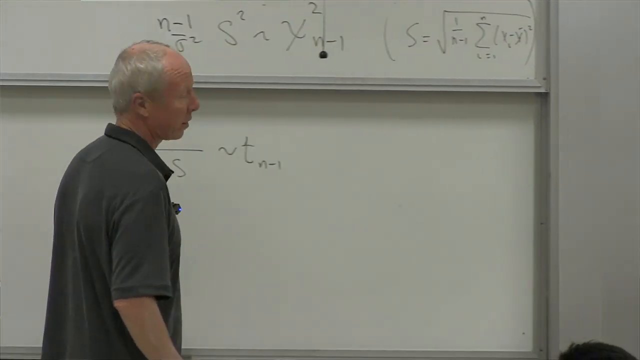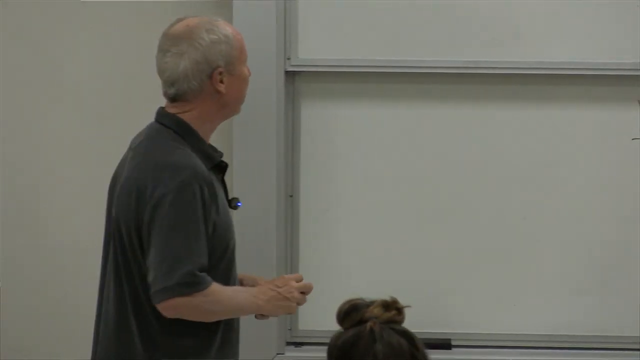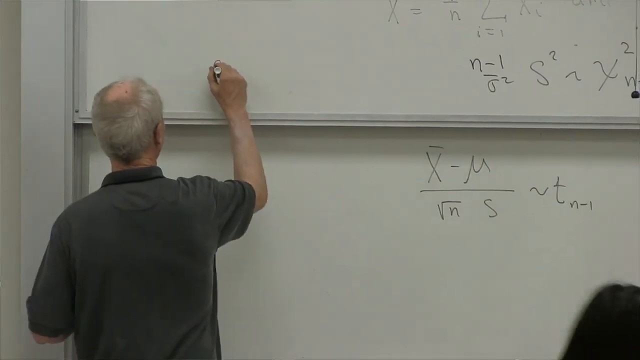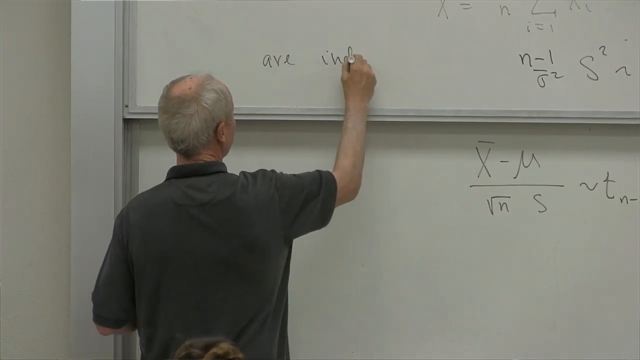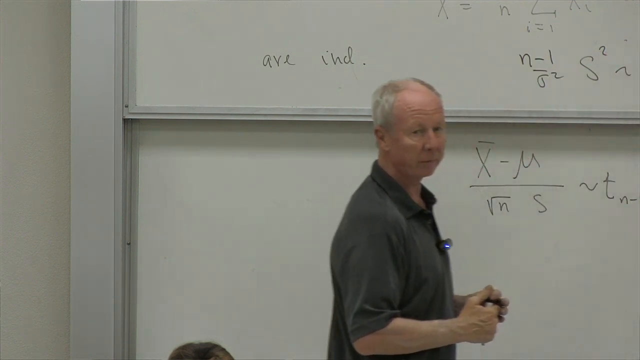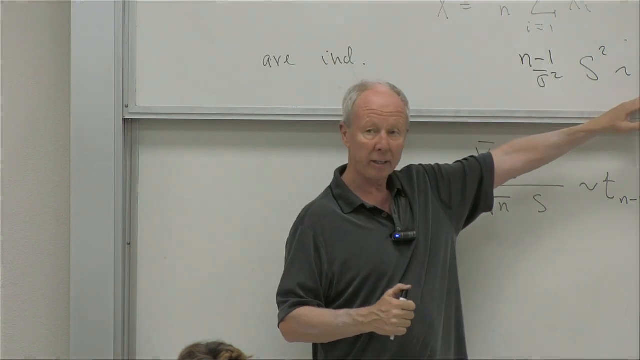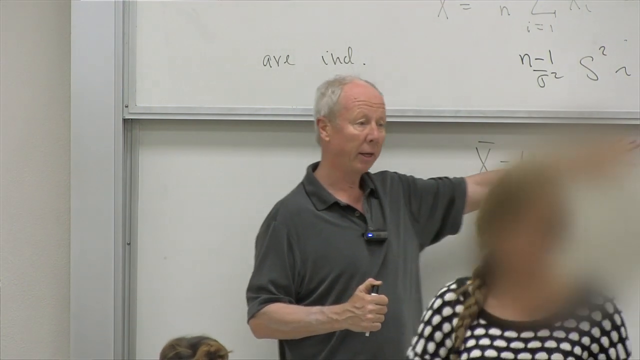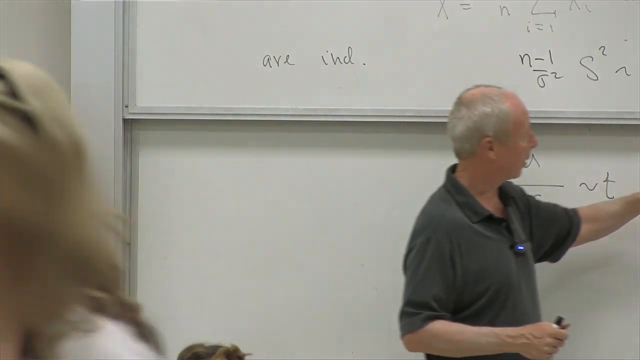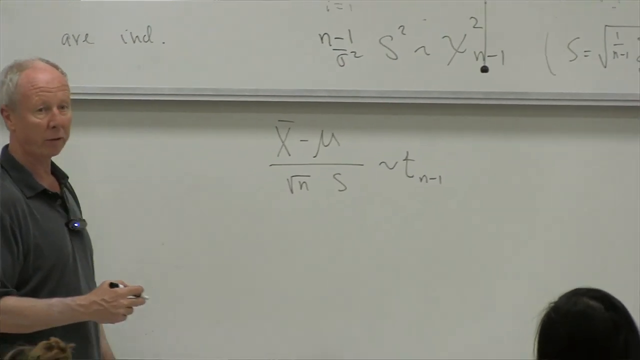Okay, so to summarize, if x1 through xn are independent normal with mean mu and variance sigma squared, then the sample mean and the sample variance are independent. This multiple of the sample variance is a chi squared with n minus 1 degrees of freedom, and the ratio of x bar minus mu times root n over s, where s means take the square root of that, is a t random variable with n minus 1 degrees of freedom.